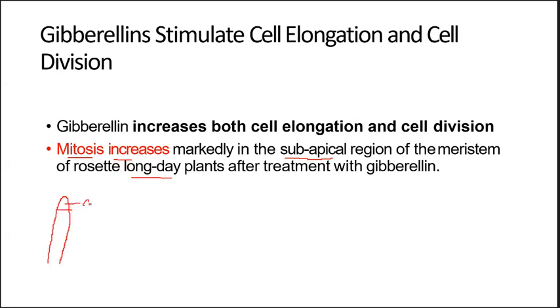So this part is the apical region, this part is the subapical region, where there will be mitotic increase, like the mitotic cell division will be seen from 1 to many cells, 1 to 2 to 4 and that way. Okay, so this gibberellin helps in both cell division and cell elongation.